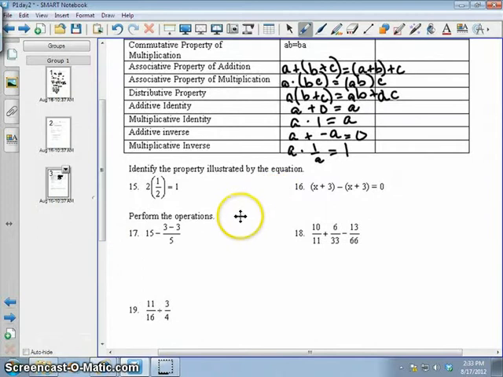Number 15, the property there is multiplicative inverse. Number 16 is the additive inverse.